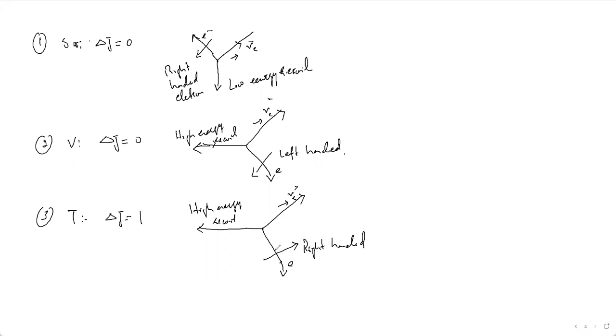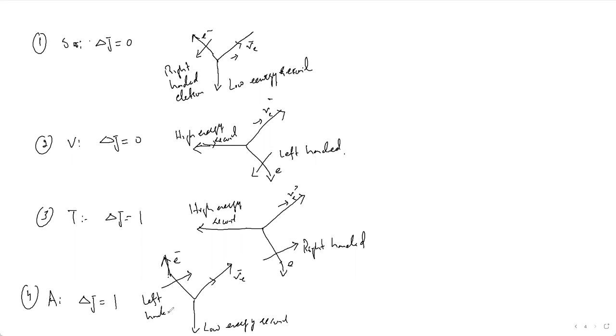Now finally the fourth one, which we have as axial, delta J is equal to 1, and this is again a low energy recoil. This is the electron neutrino again, and here this is the electron, and this is the opposite, a left-handed electron. Fine.